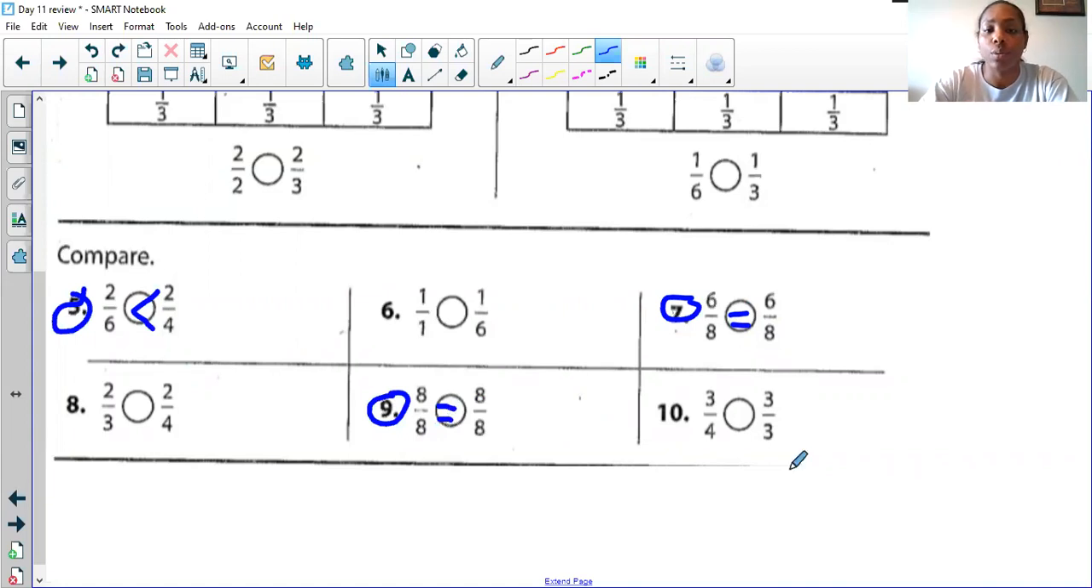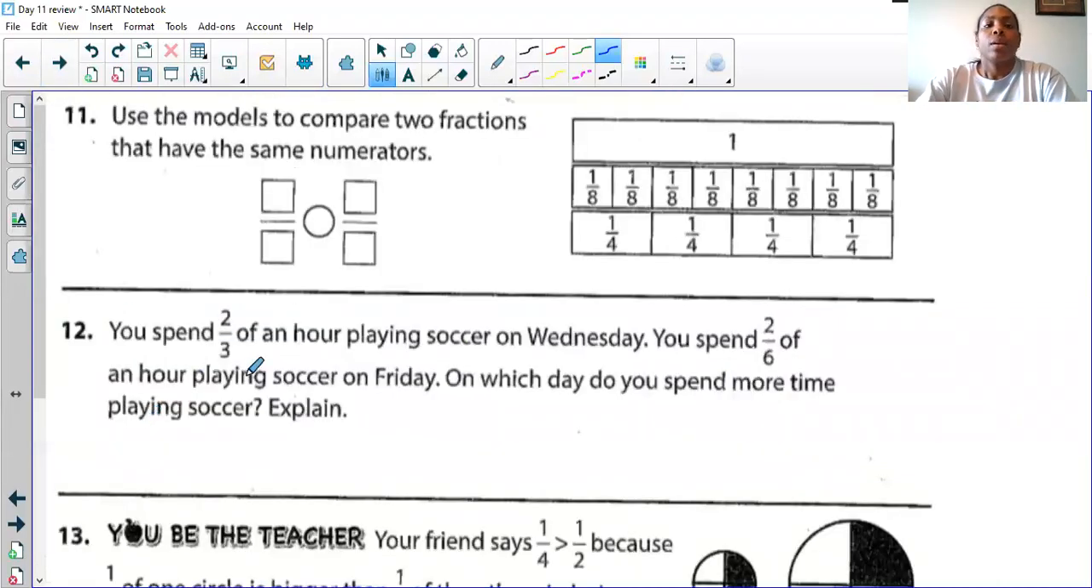So what I want you to do is take a look. I'll go ahead and assist you with number 10. I had 3/4 and 3/3. Remember, we look at the smaller number in the denominator, and that's going to help us determine that that's the bigger fraction. So with that being said, 3/4 is going to be less than 3/3. Let's go ahead. I'm going to pause and allow you to complete the rest of that page, number 6 and 8, and I will be here when you get back.